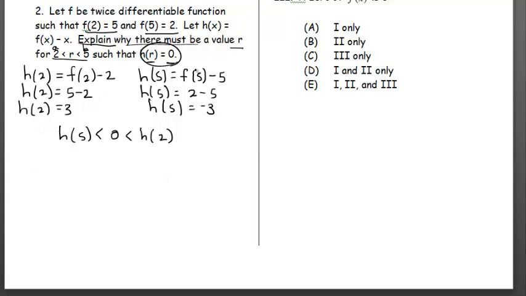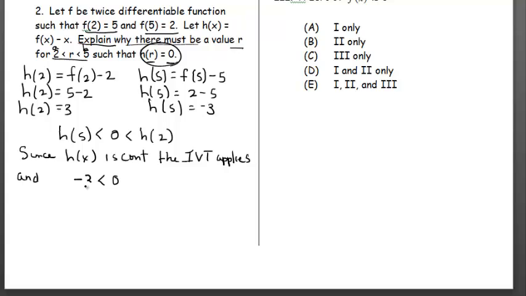When it says explain, you might want to do a little more, throw in a few words there. Okay, if I'm using the IVT, the condition that has to be met is this. Since h of x is continuous, the IVT applies. And this time I'll just do the actual values here. So h of r must be equal to 0.